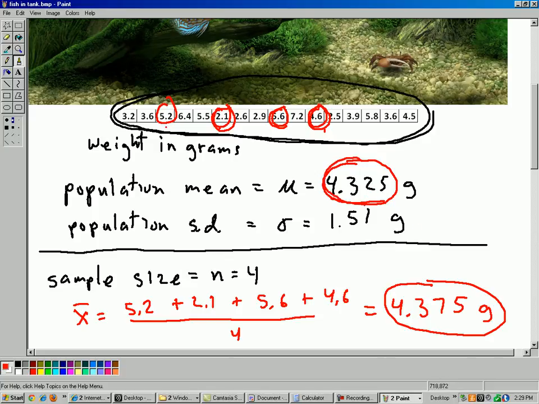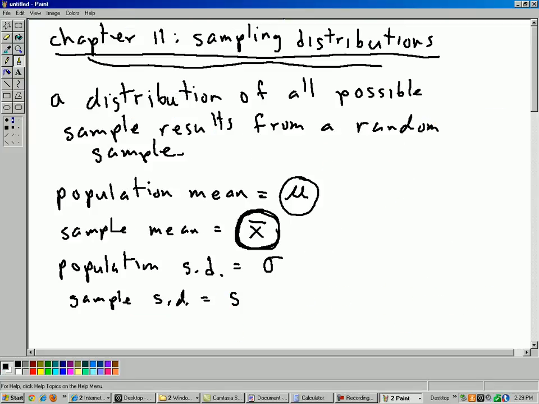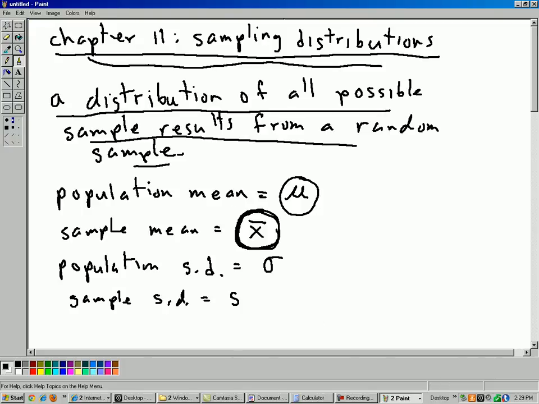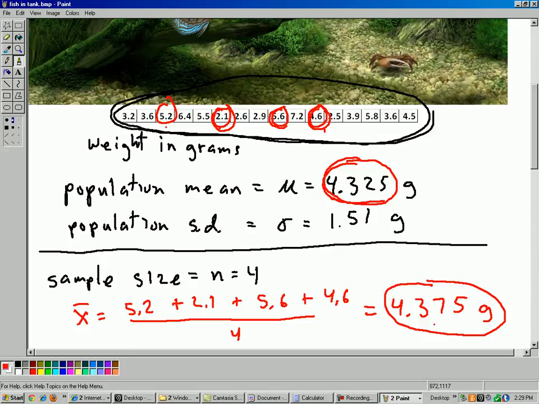In this case, I got a fairly typical sample result, and so my average is quite close to the population mean here of 4.325. Now, let's go back to the definition here of a sampling distribution. So a sampling distribution is a distribution of all the possible sample results from a random sample. And so the sample that I did here, the 4.375, was one of many possible potential samples.